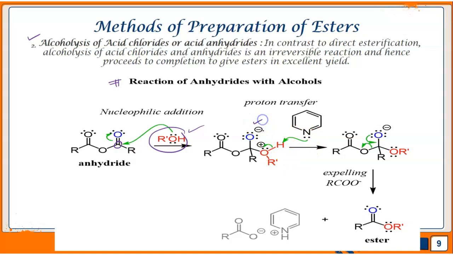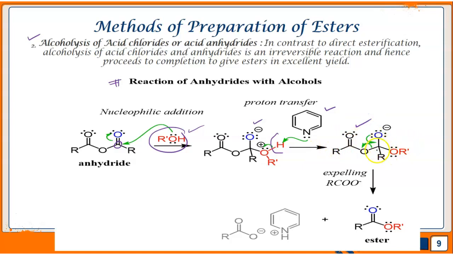This particular structure will be getting deprotonated. How is this occurring? Because this pyridine, which is acting as a base, will be extracting the proton from this particular structure, and it leads to the formation of this particular structure, that is this one.